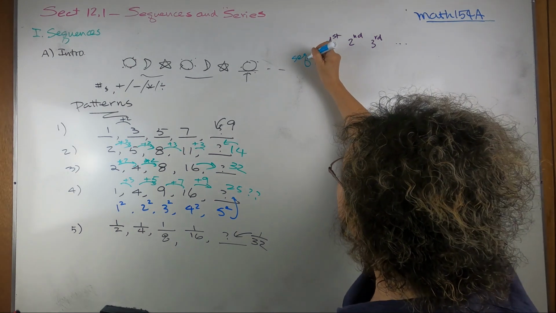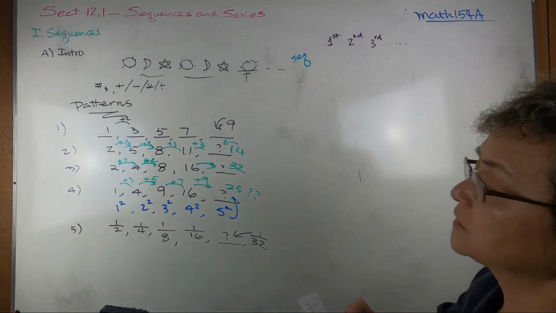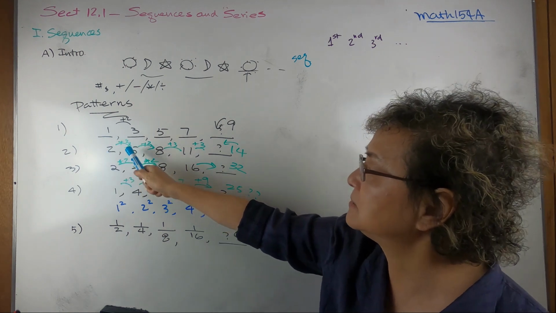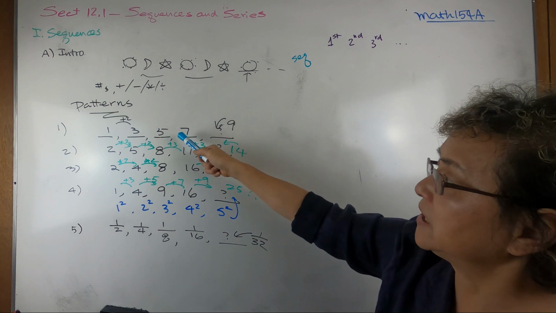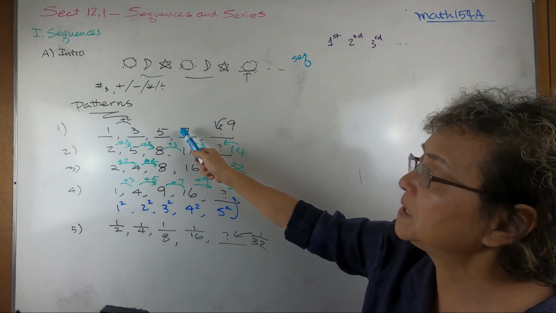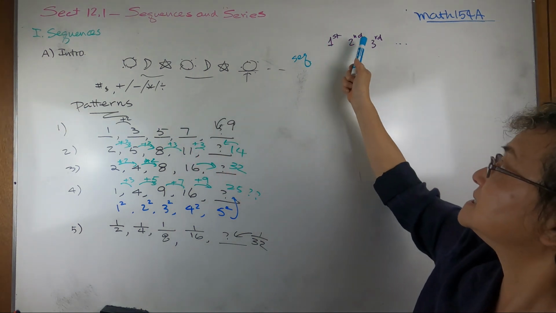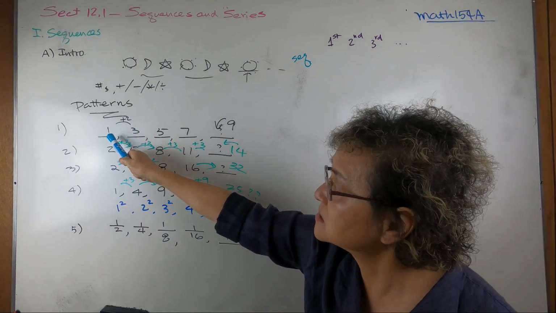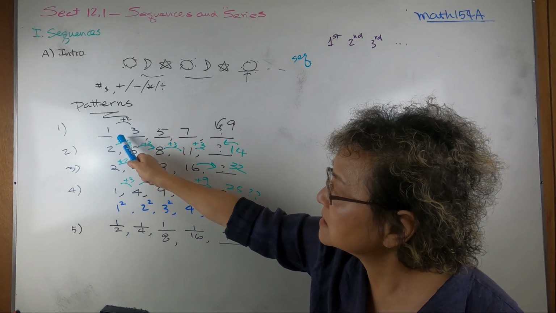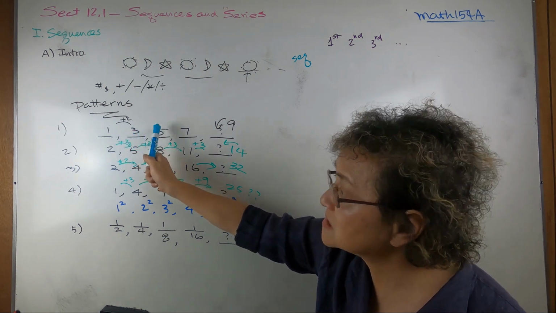The sequence will show the actual values, like this one: first number, second number, third number, fourth number. So those are events to identify when they happened, like first day, second day, third day. The sequence is those numbers.